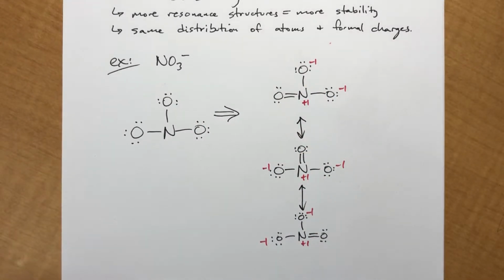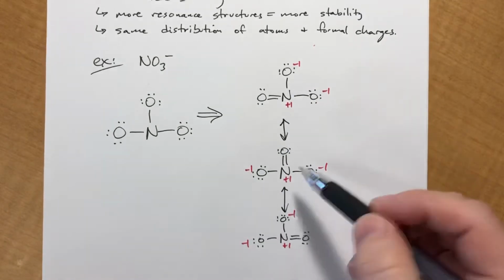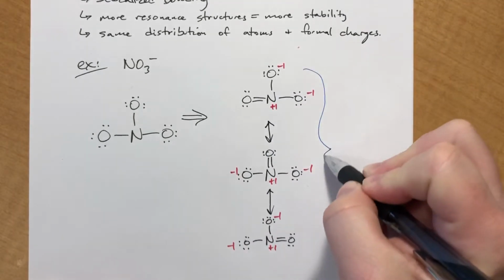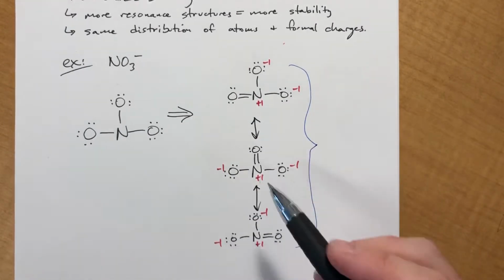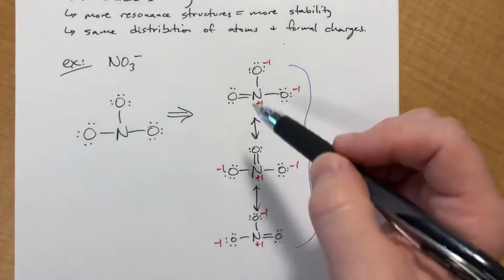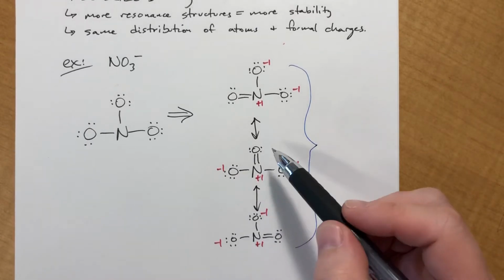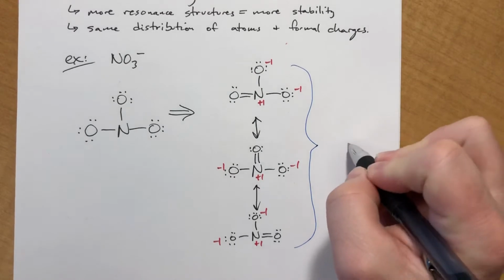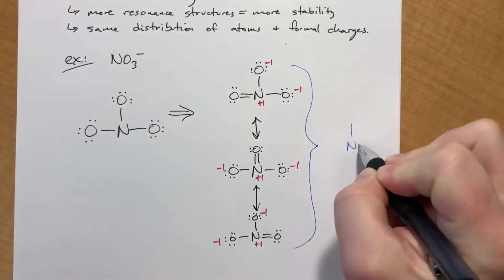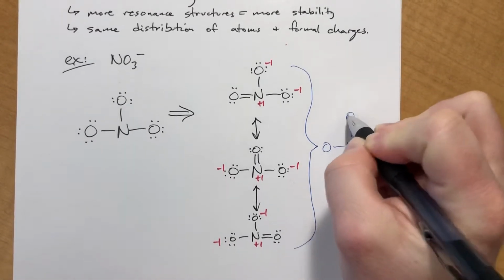I will tell you that in the real world, none of this is correct. What you technically have is the average of all of these. It doesn't jump back and forth between each of these 3 structures. It exists in between all 3. Okay? So the correct answer is a little weird to draw. I'm going to do my best.